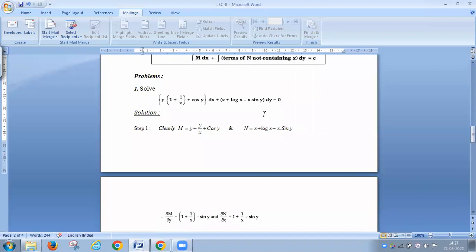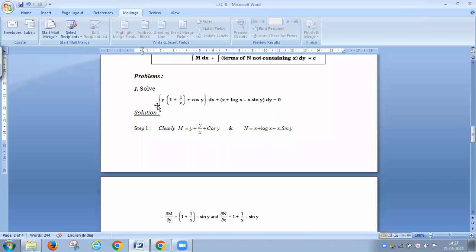So here they asked us to solve the differential equation of this form. Solve y(1 + 1/x) + cos y dx + (x + log x − x sin y) dy = 0. If you observe, the given differential equation is of this form, M dx + N dy = 0.